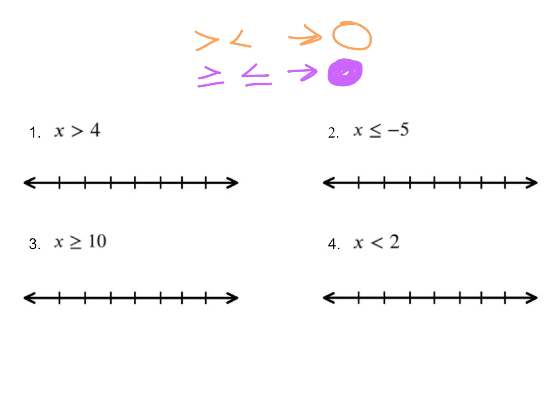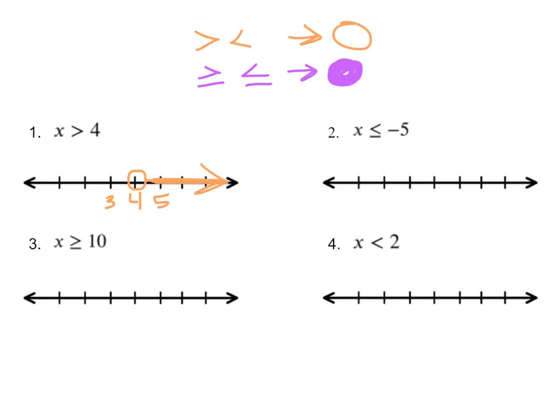So for number 1, we have x is greater than 4. This would have an open circle on 4. So somewhere on your number line, you're going to put 4. So I'm going to go ahead and put 3, 4, and 5 on my number line. And I'm going to have an open circle on 4. And it says x is greater than 4, so we'd want to point to the right.